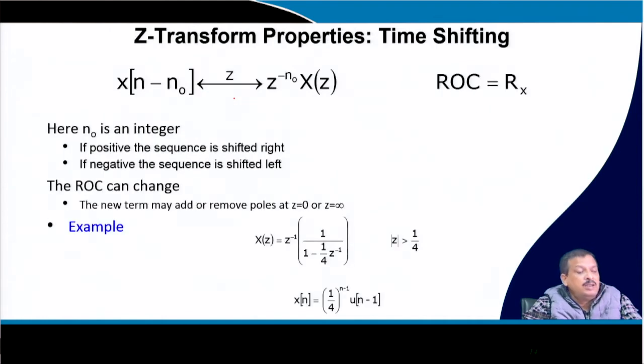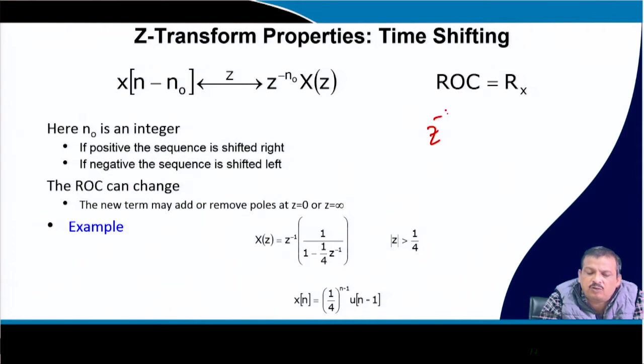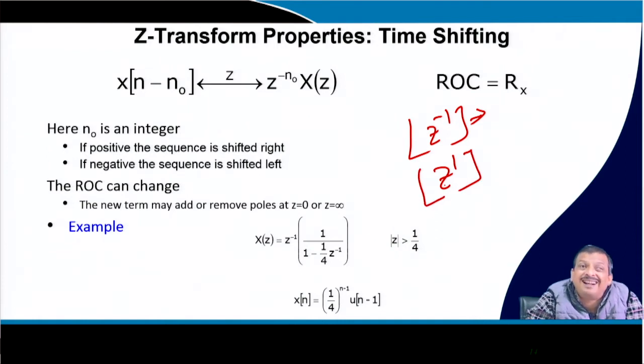Now, time scaling, time shifting. As you are aware, when I draw the implementation of a discrete system, structure 1 or structure 2, z to the power minus 1 means one sample delay and z to the power plus 1 means one sample advance.